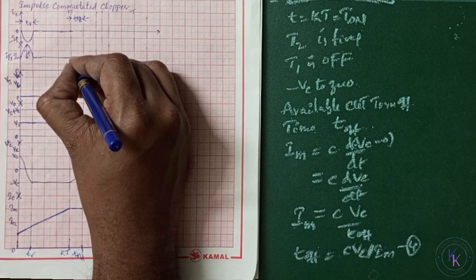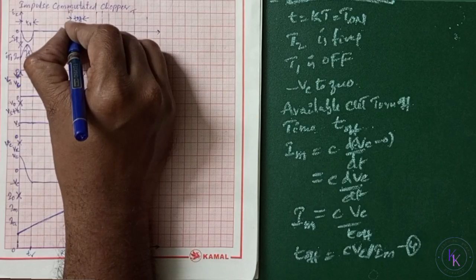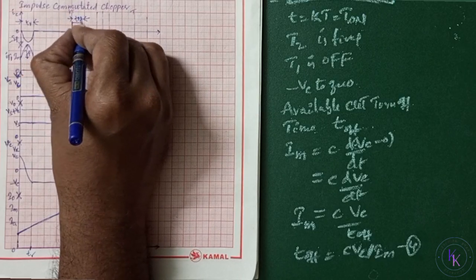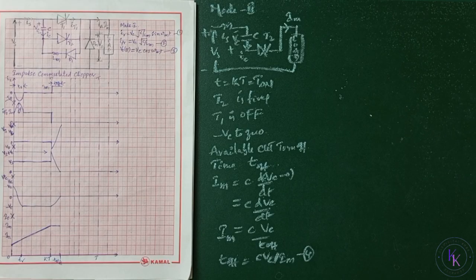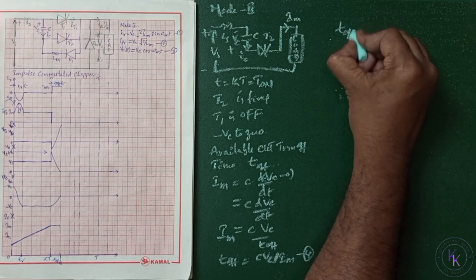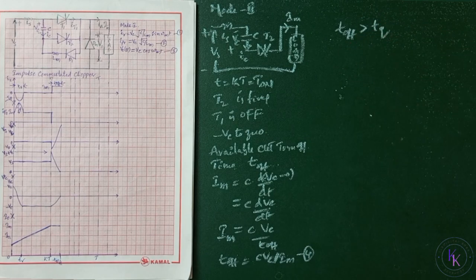Current through the thyristor T1 will be 0 as it is turned off. Current across the capacitor will be equal to Im, the peak load current. Now, the circuit turn-off time T_off should be greater than the thyristor turn-off time TQ. Turn-off time varies with the load current and must be designed for the worst case, which occurs at the maximum value of the load current and the minimum value of the capacitor voltage.